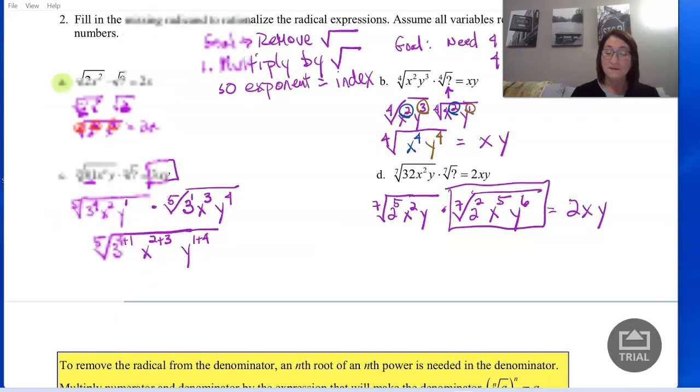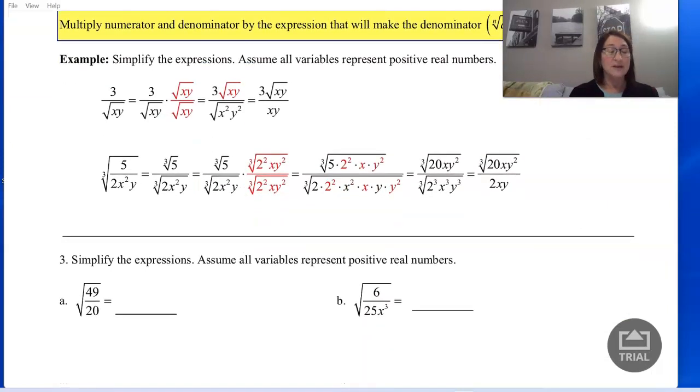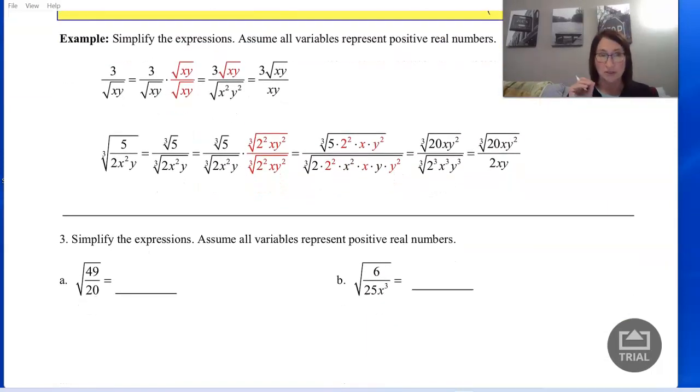Now, let's use that skill, because that is what is going to allow us, when we rationalize the denominator, to remove the radical sign, so then we'll have a simplified expression. So, for example, this first one, 3 over the square root of xy. We've got a radical in the denominator. That means it's not simplified.